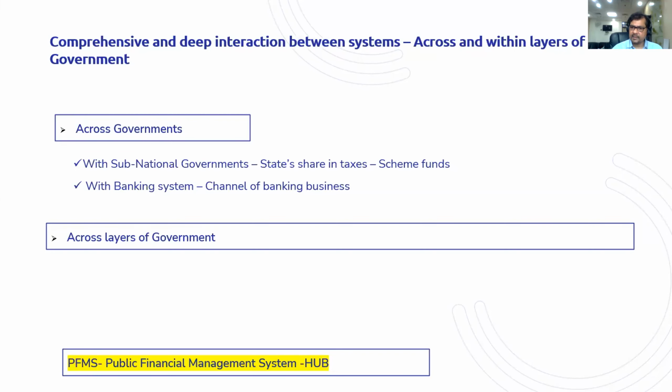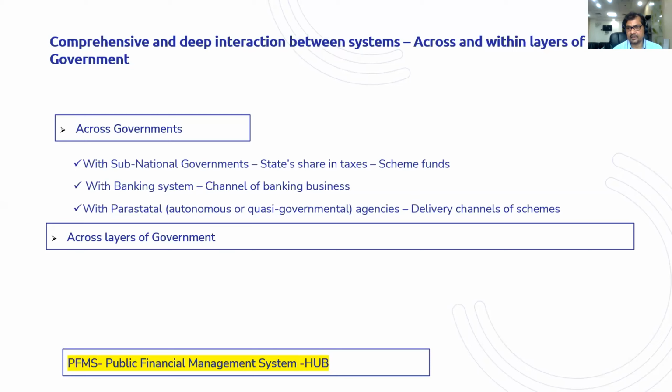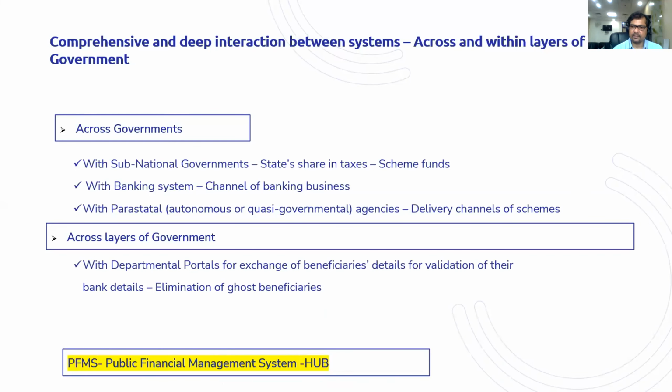Banks are very important delivery channels of our governance. We have a very deep integration with banks. They are also enabling payments for us, collecting receipts for us. And then we also have parastatal or autonomous or quasi-government agencies, which are delivery channels of schemes, with which we have a very deep and comprehensive integration for supporting public service delivery.